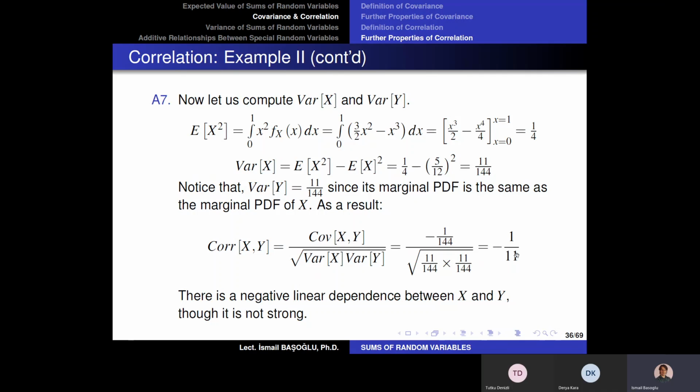However, that linear dependence is not very strong as well, because this value is also not very close to minus 1. It is much closer to 0. Minus 1 over 11 is much closer to 0. Therefore, though we see a negative linear dependence relationship, we cannot say that these are independent. They are definitely dependent. However, that dependence relationship is not very strong.